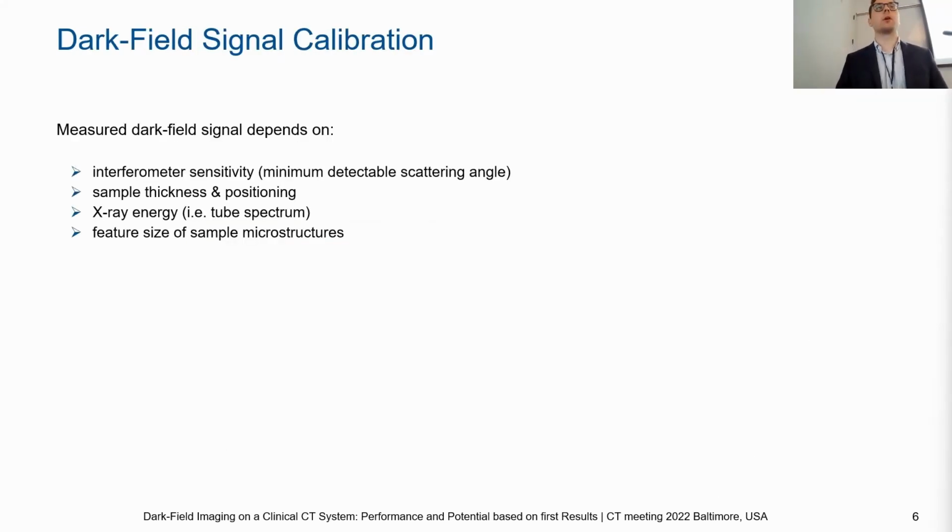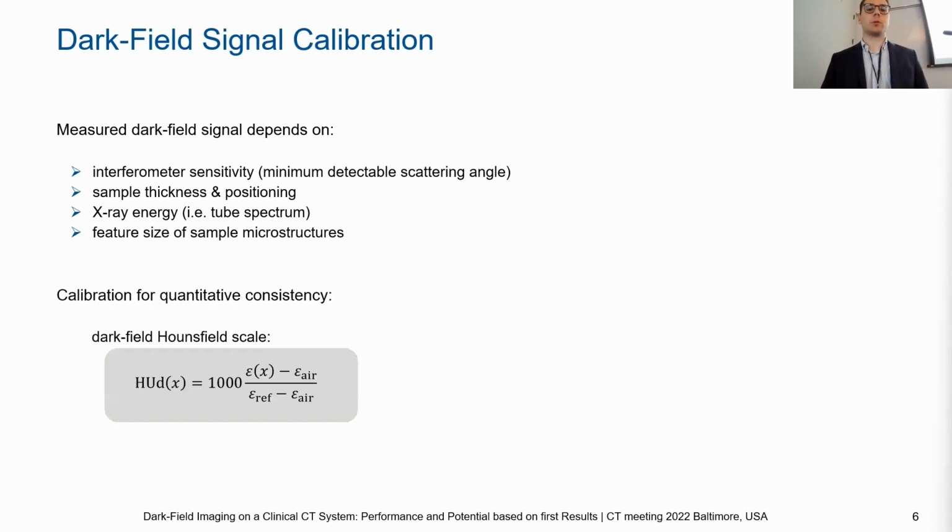Now, before I move on and show you first results, I also briefly want to talk about signal calibration, because the dark field signal we are measuring depends on multiple factors. For example, the interferometer sensitivity is quite important for us. Then, of course, the sample thickness and the positioning of the sample within the interferometer. Then the X-ray spectrum, and finally also the feature size of our microstructures, which in the end is what we are interested in. So for signal calibration, we propose these dark field Hounsfield units.